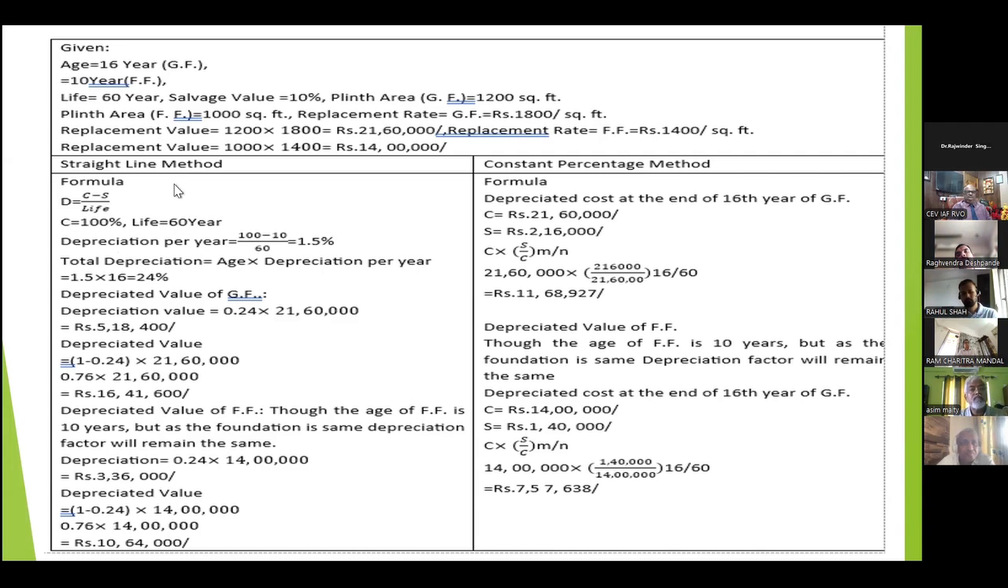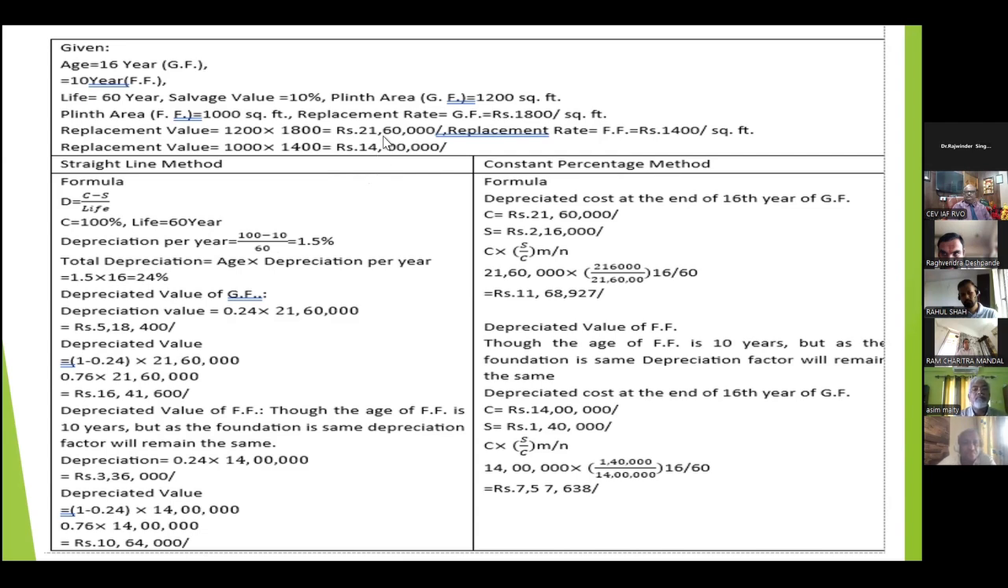And life is 60 years. Salvage value is given to you as 10%. So depreciation per year will be (100 minus 10) upon 60, which is 1.5% per year. Age of the building is 16 years, so total depreciation will be 24%. So depreciation value will be 24% of total.